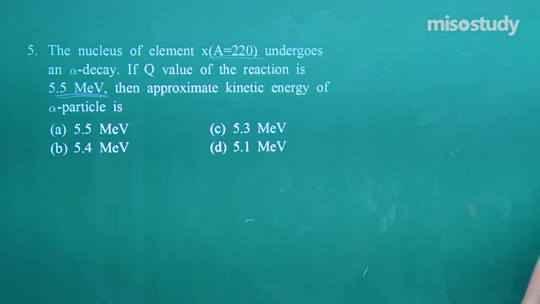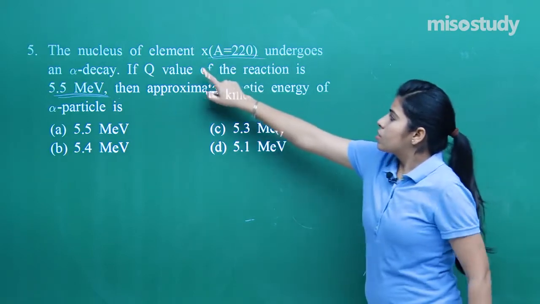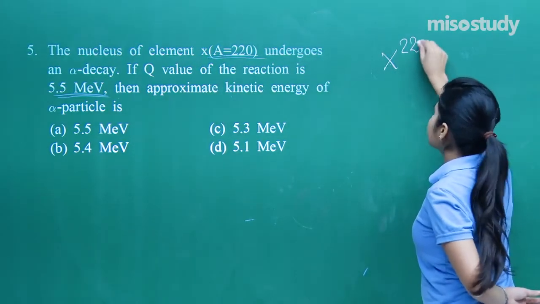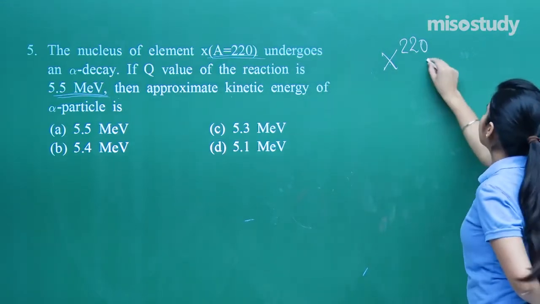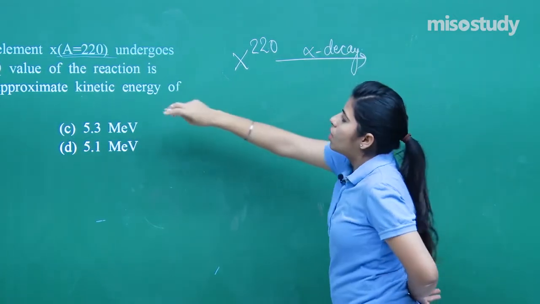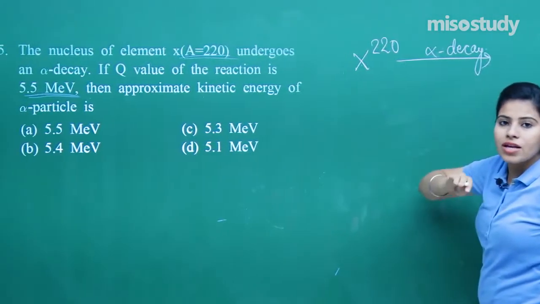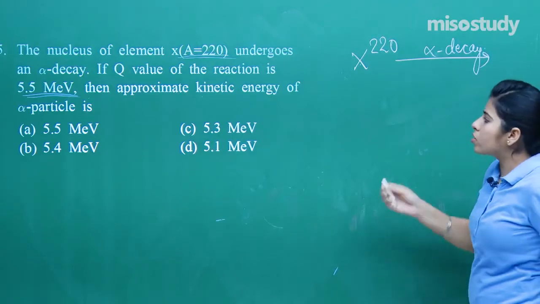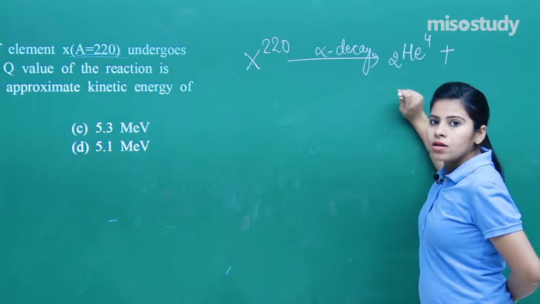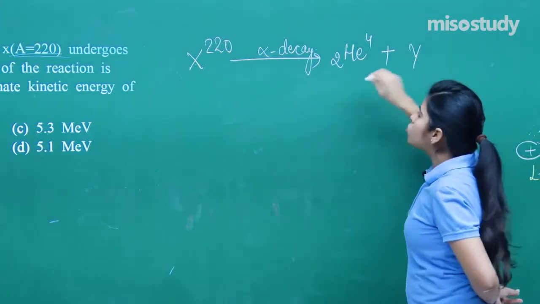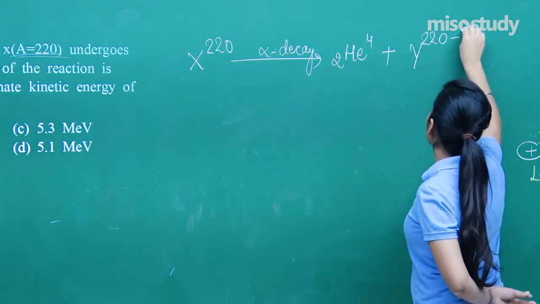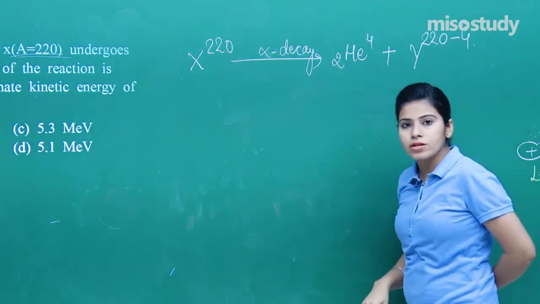Alright, so what I can see over here is the nucleus of an element whose mass number is 220. It undergoes alpha decay. If it is undergoing alpha decay, the product will be what? 2He4 plus 1 nucleus whose mass number will be reduced by 4. So 220 minus 4, this will be the next product.